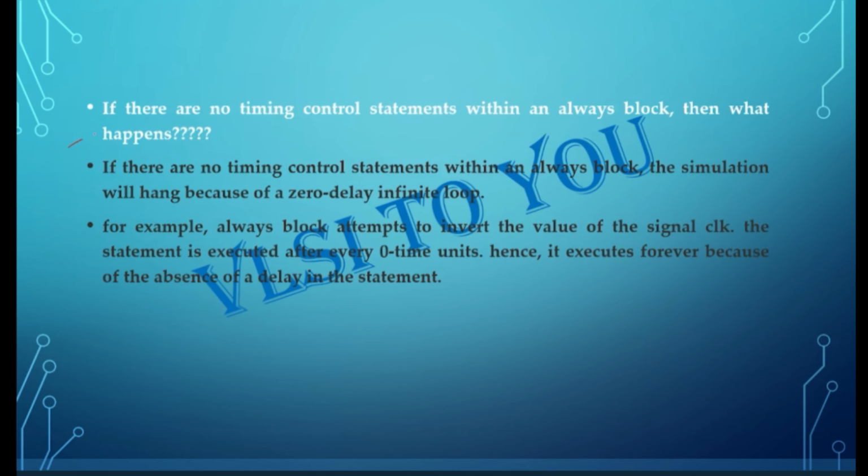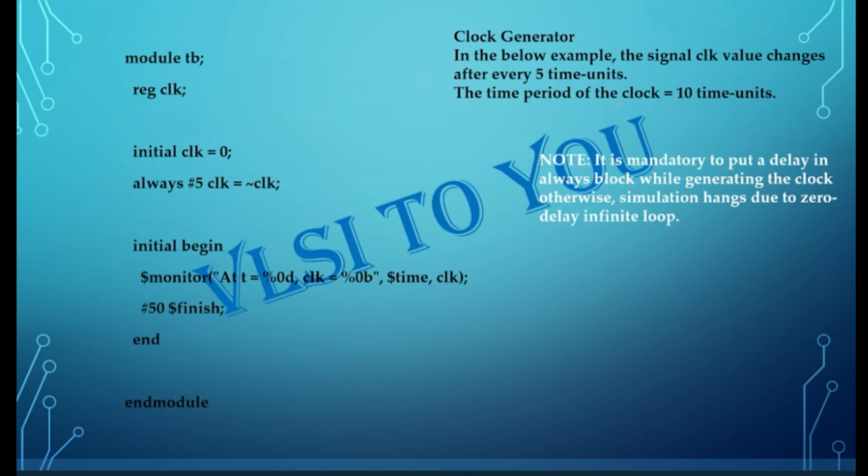Now, here is a question for you. If there are no timing control statements within an always block, then what happens? What is the meaning of this? Let me explain it with an example. Here I want to generate a clock, and I am using this always keyword to generate it.